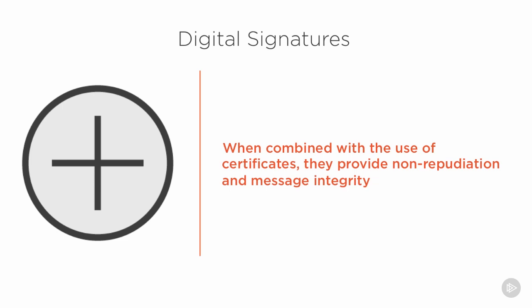Now, how does the receiver know that they truly have the public key of the sender? This is where we use certificates. A certificate is issued by a trusted third party, a certificate authority, that says this public key belongs to that person. That gives us an even higher level of trust, because now you have a trusted third party involved in validating the actual ownership of the public key.